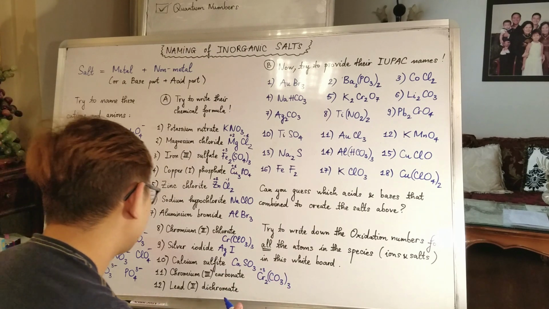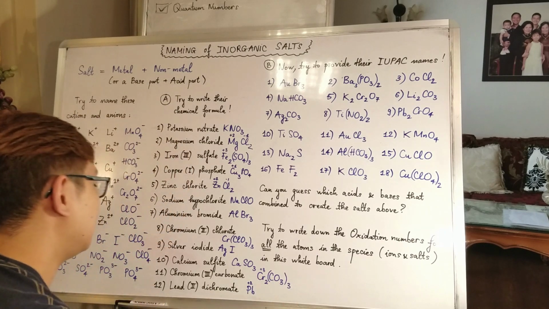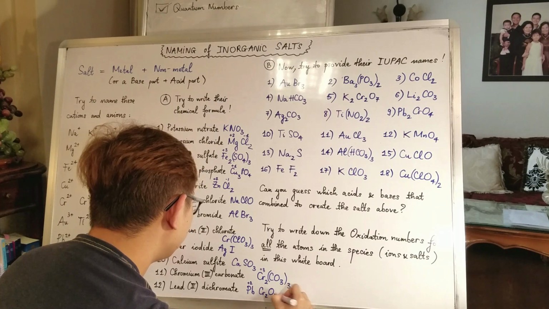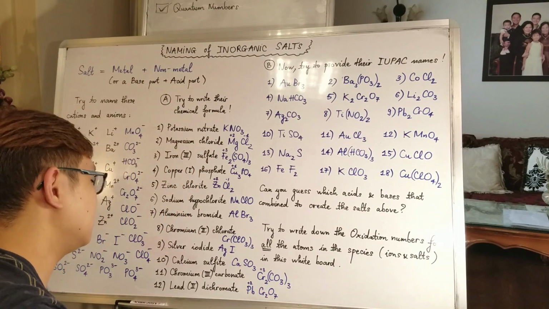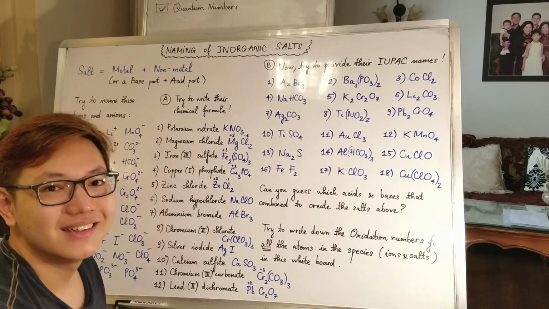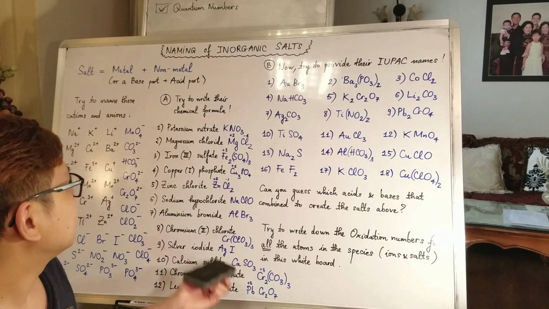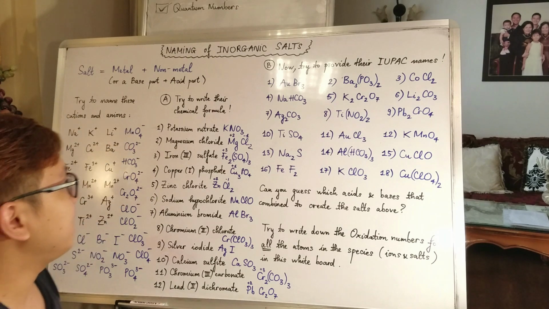Lead 2 dichromate is Cr2O7, 2 minus. So 2 minus here, 2 minus there, so a 1-1 ratio. Okay, good. Do you get the same result? You should get the same result here. Otherwise, try to recheck the charges of them, okay?